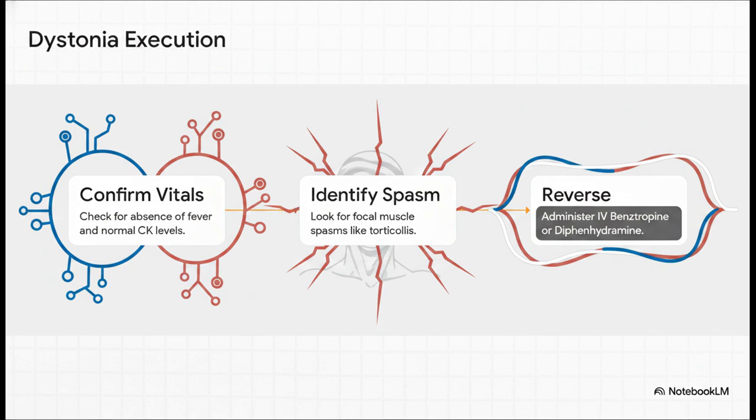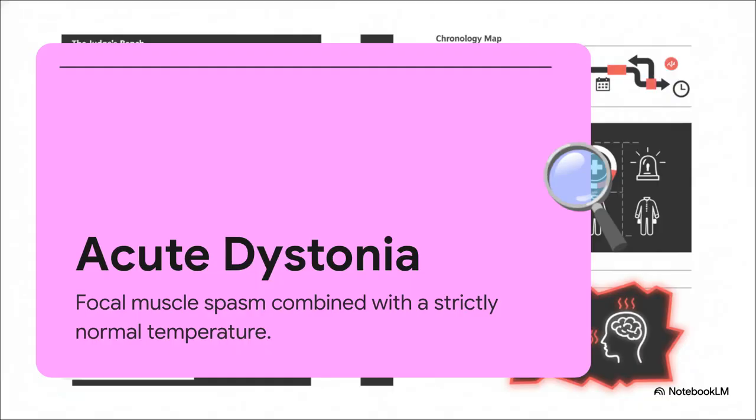Do not needlessly stop all therapy or urgently transfer this patient to the ICU. Instead, restore the balance instantly with an intravenous anticholinergic like benztropine or diphenhydramine. This isolating clinical finding, the presence of a focal muscle spasm combined with a strictly normal temperature, is your absolute confirmation of acute dystonia. Catching this prevents a massive, expensive, and totally unnecessary clinical overreaction.